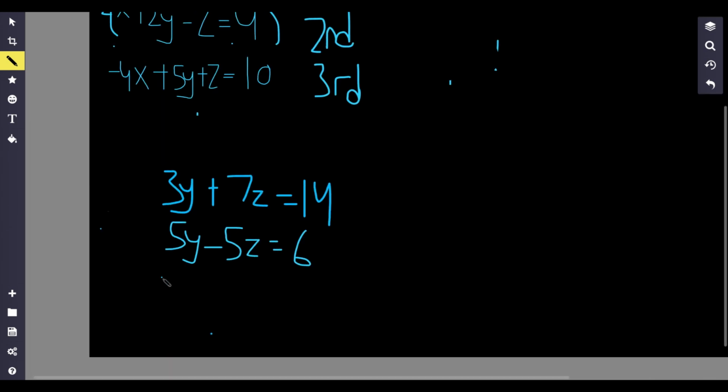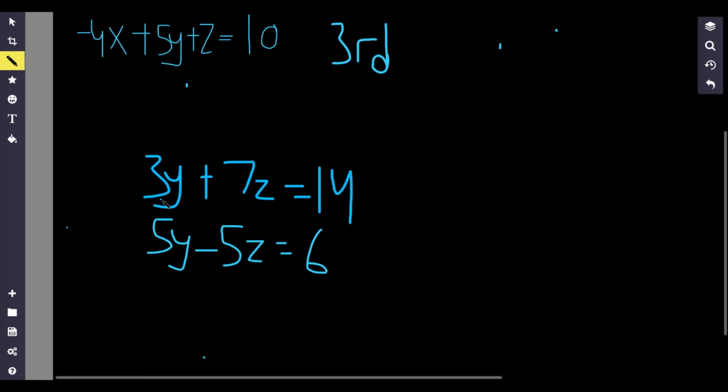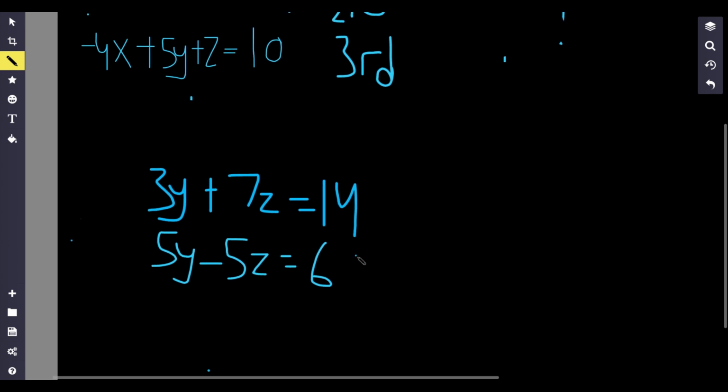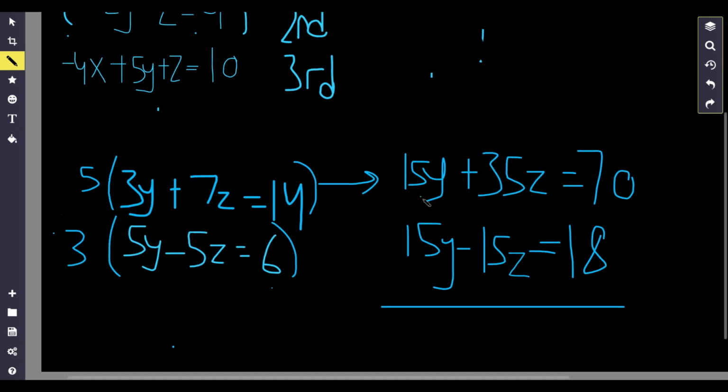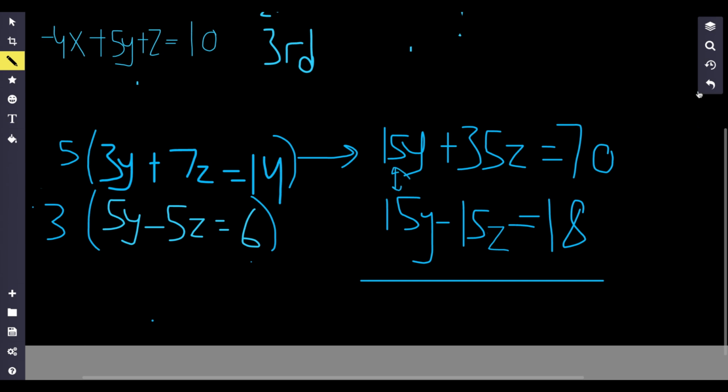So now that I have this two-variable system of linear equations, how can I solve this? Well, I want to do elimination once again. In this case, I'm going to multiply the top equation by 5, so I get 15y plus 35z is equal to 70. I'm going to multiply the bottom equation by 3, so I get 15y minus 15z is equal to 18. The reason I did this is because 15 is the lowest common multiple of 3 and 5. So now we have two 15y's. They're matching. And now we could just subtract.